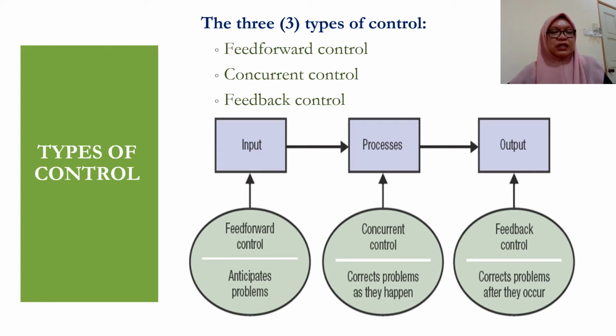Feed-forward control is where we do the controlling process at the input level. Before we start making the product, we look at all our inputs and control them, meaning we make sure that everything is in order, in good condition, and we can use it. Feed-forward control is where we anticipate problems, so that there won't be any problem.